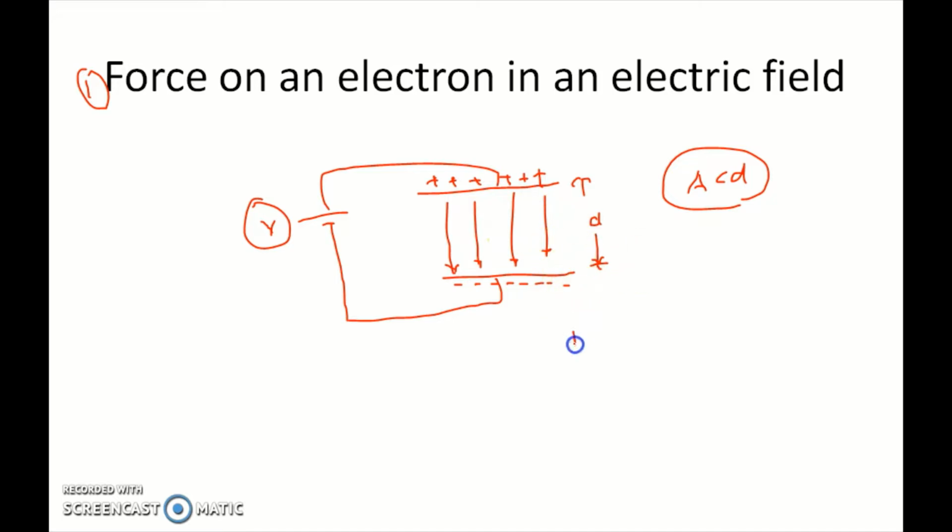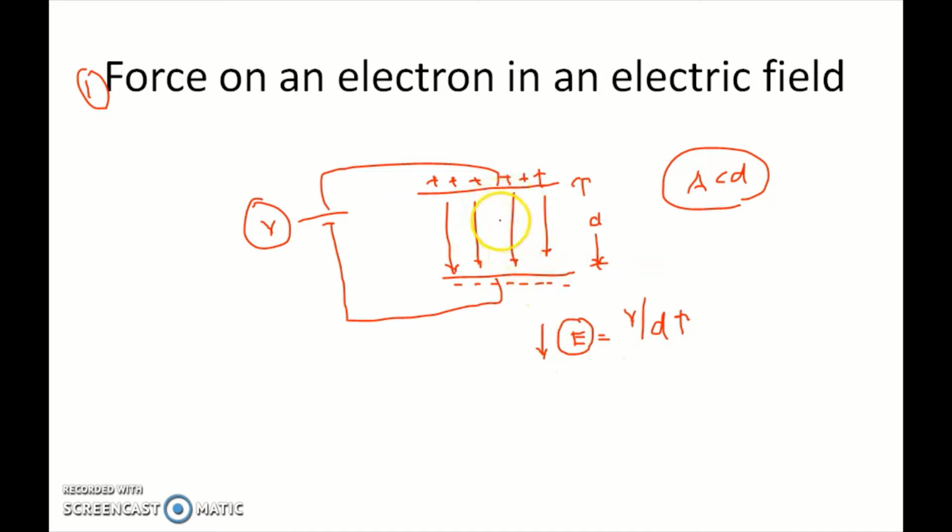That electric field intensity, capital E, can be given as V divided by D, nothing but the potential difference divided by the distance between the two plates. So the electric field intensity between the two plates is directly proportional to the potential difference applied and inversely proportional to the distance between the plates. That means if I increase the distance, then automatically the electric field is going to be reduced.